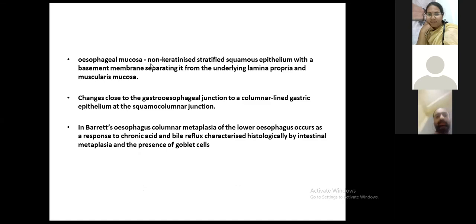The esophageal mucosa is made up of non-keratinized stratified squamous epithelium, with a basement membrane separating it from the lamina propria and muscularis mucosa. There is an abrupt change at the gastroesophageal junction to the columnar-lined gastric epithelium at the squamocolumnar junction. Barrett's esophagus, as mentioned earlier, is a metaplasia of the lower esophagus, which occurs in response to chronic acid and bile reflux, characterized histologically by intestinal metaplasia and the presence of goblet cells.